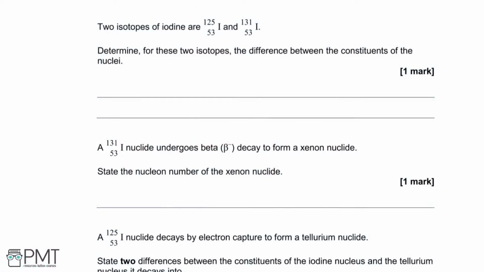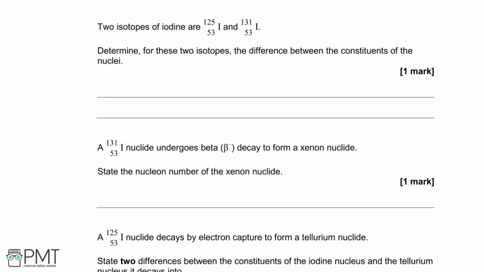Two isotopes of iodine are 125 53 I and 131 53 I. Determine for these two isotopes the difference between the constituents of the nuclei. So the first thing to work out here is what the numbers actually mean on each of these isotopes.